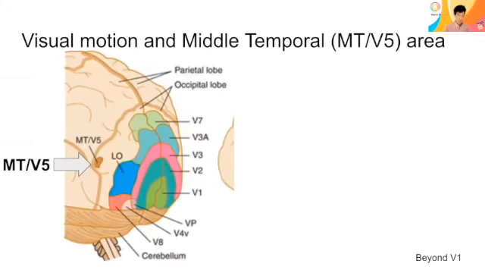And when this area, which is small in some people and bigger in others, is damaged on both sides, what happens is so-called akinetopsia.